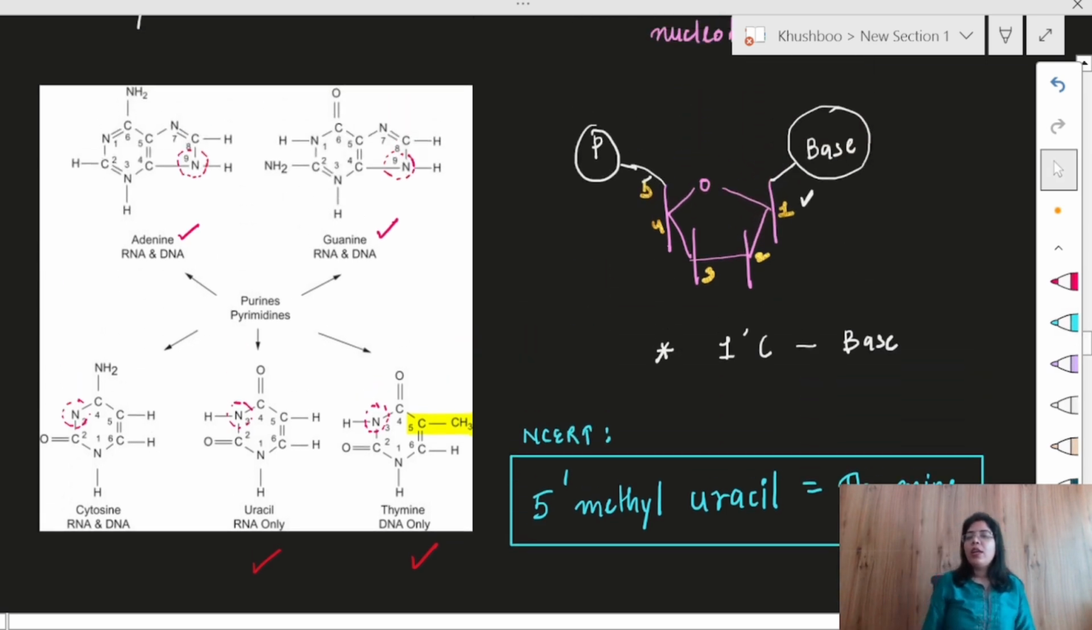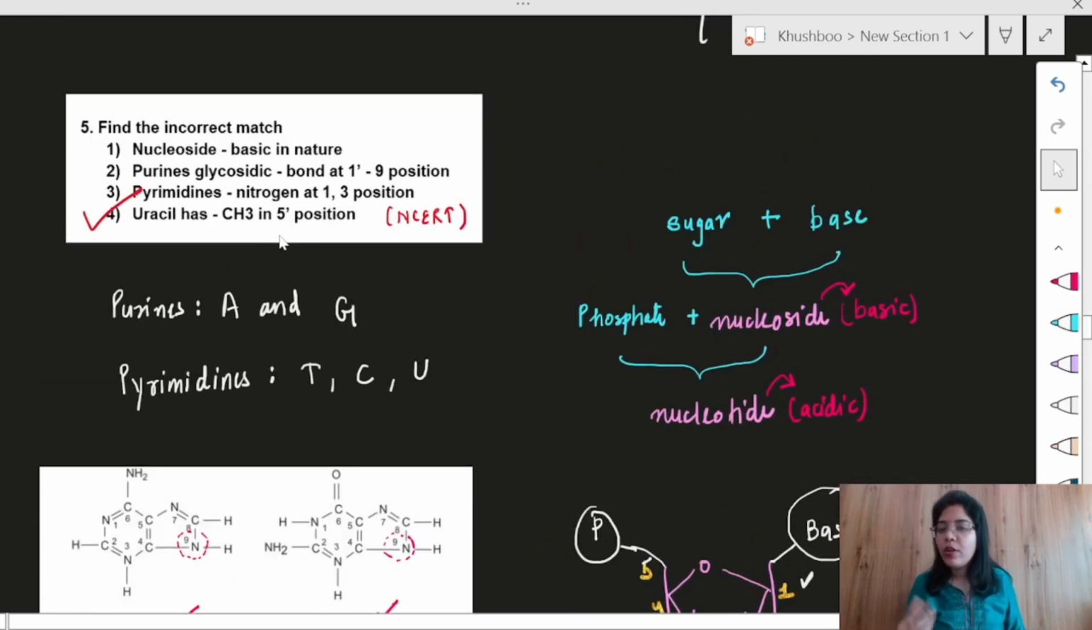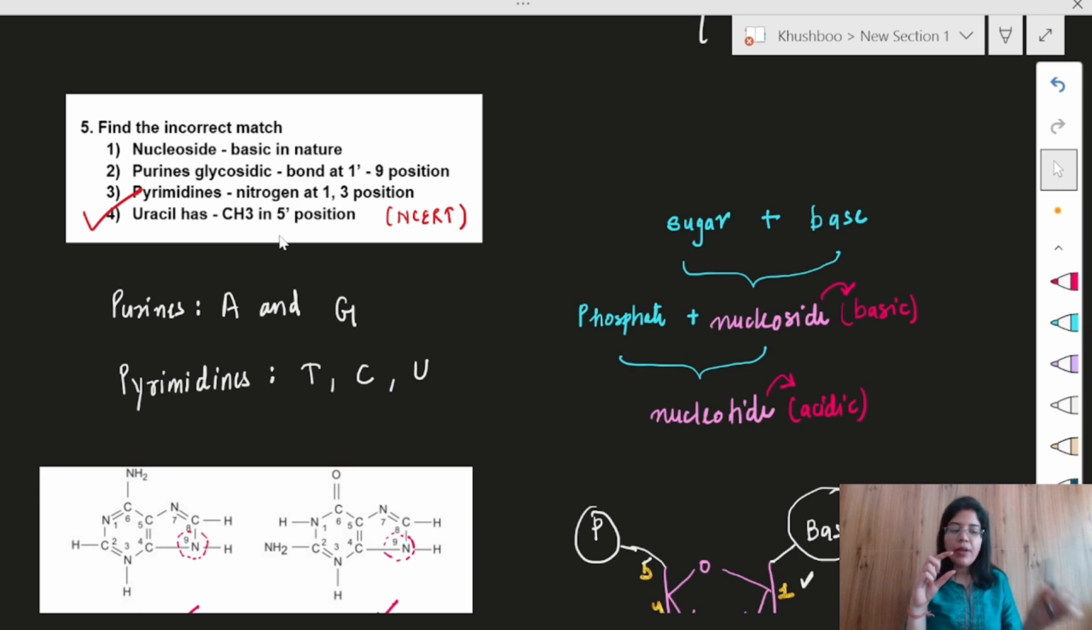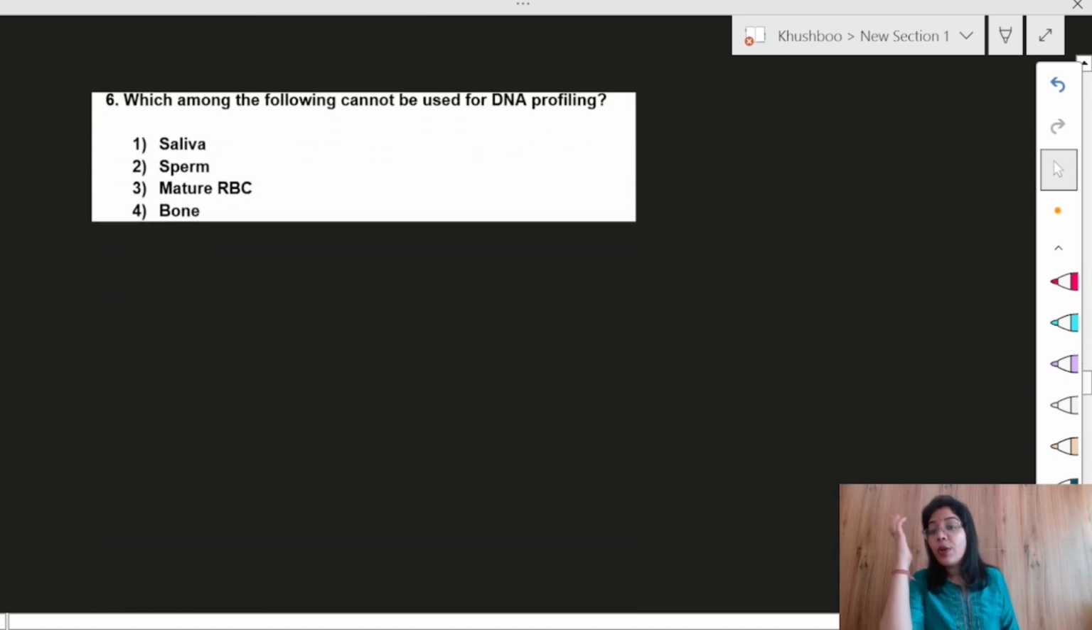Okay. A new concept which we have to learn is purines are always connected from their ninth position with the sugar. Sugar always interacts with the first carbon, right? To it, the ninth position of the purine will attach, and the third position of the pyrimidine will be interacting with the first position in the sugar. Okay, so one more question you understood.